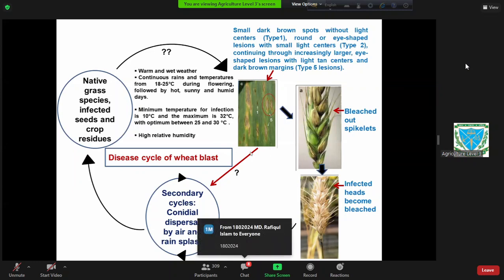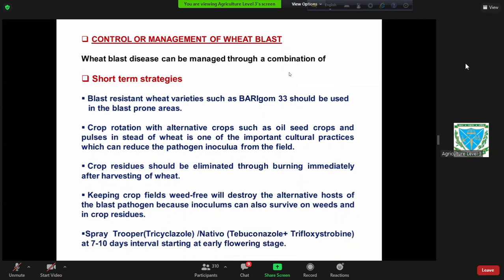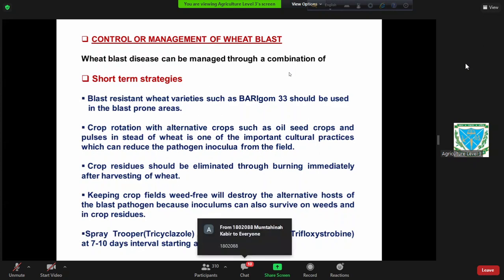So you can explain the hypothetical disease cycle in a way like this. Now the control. Wheat blast is very hard to control. However, we can go for two types of strategies. One is short-term strategies. For example, you have wheat blast symptoms in the field. What can you do?